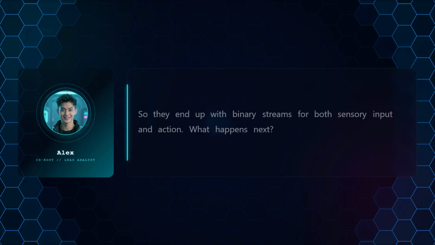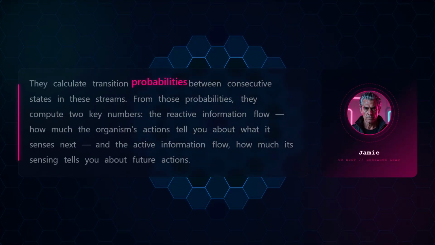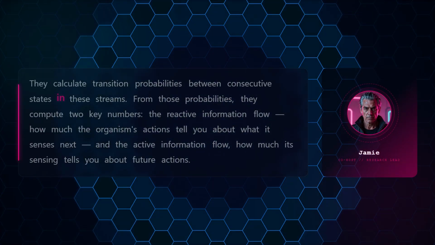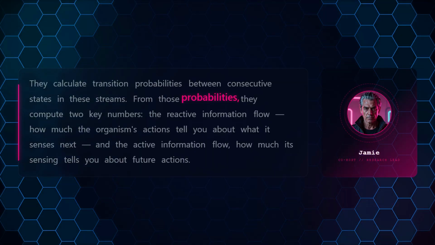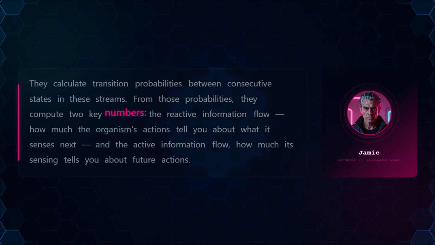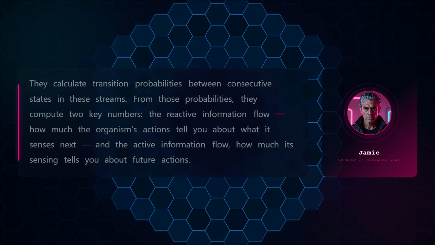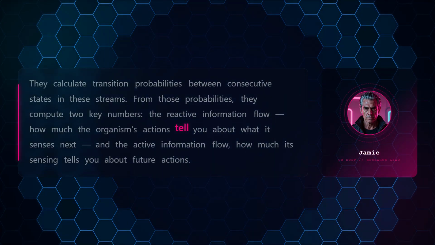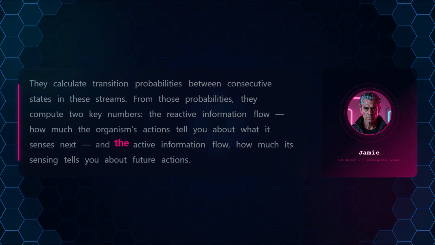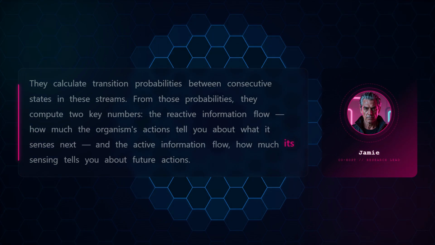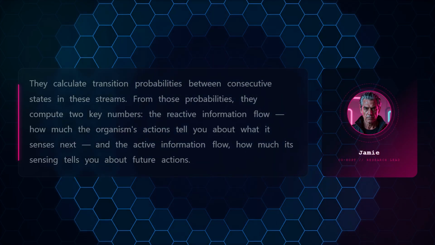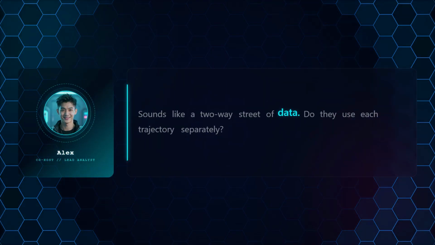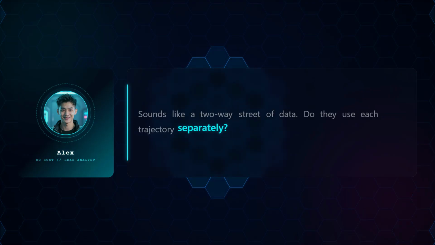What happens next? They calculate transition probabilities between consecutive states in these streams. From those probabilities, they compute two key numbers: the reactive information flow, how much the organism's actions tell you about what it senses next, and the active information flow, how much its sensing tells you about future actions. Sounds like a two-way street of data. Do they use each trajectory separately?